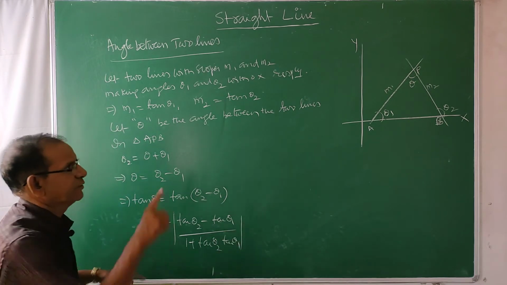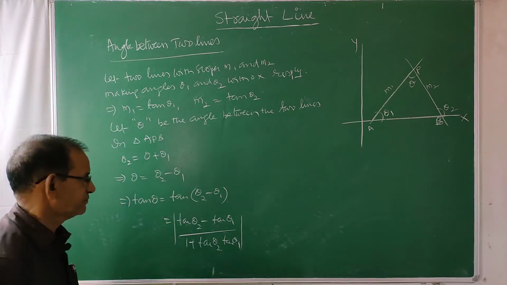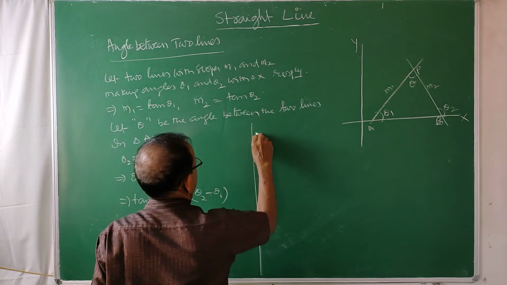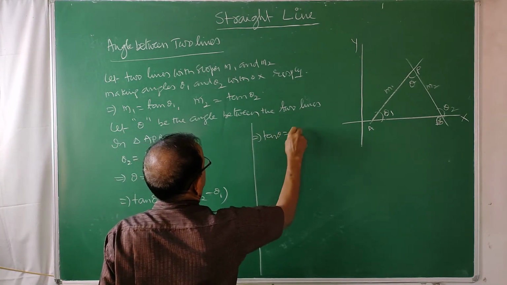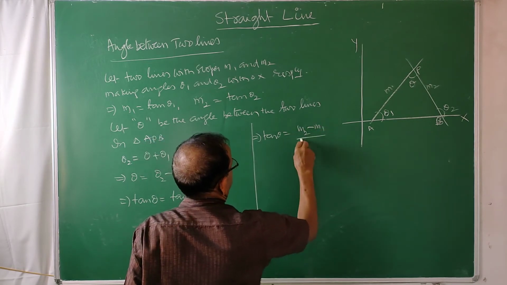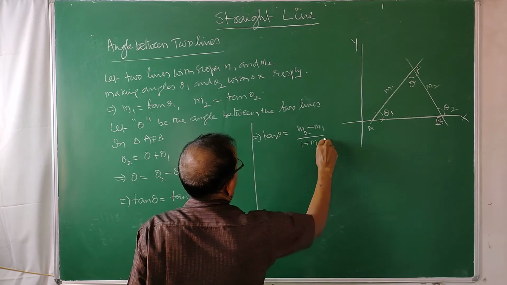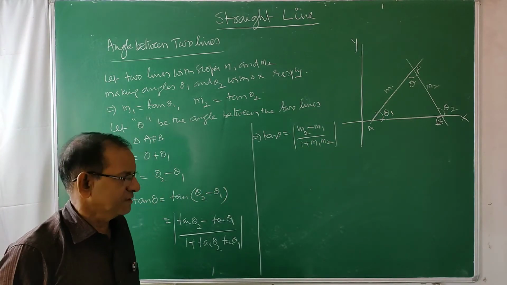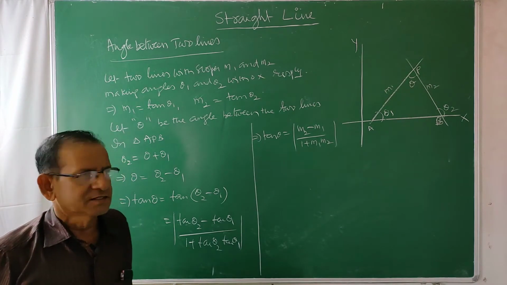To get the acute angle between the lines, we will take modulus. Now tan theta 2 is nothing but m2, tan theta 1 is m1. So tan theta is modulus of m2 minus m1 by 1 plus m1 m2. This is the formula for getting the angle between two lines.